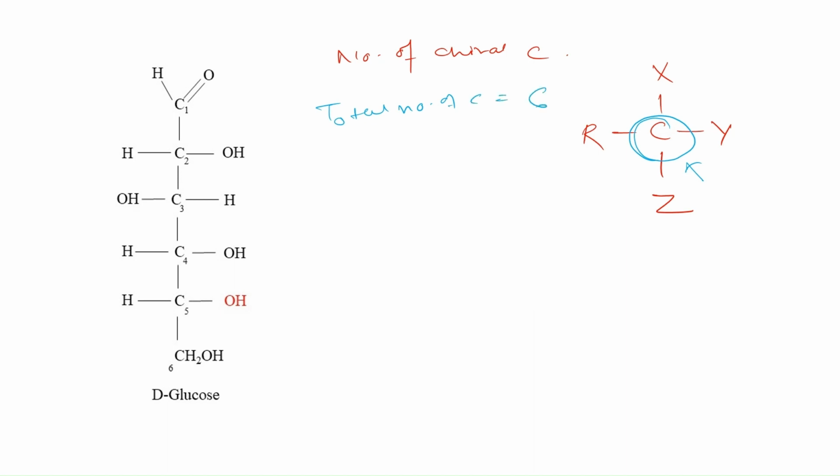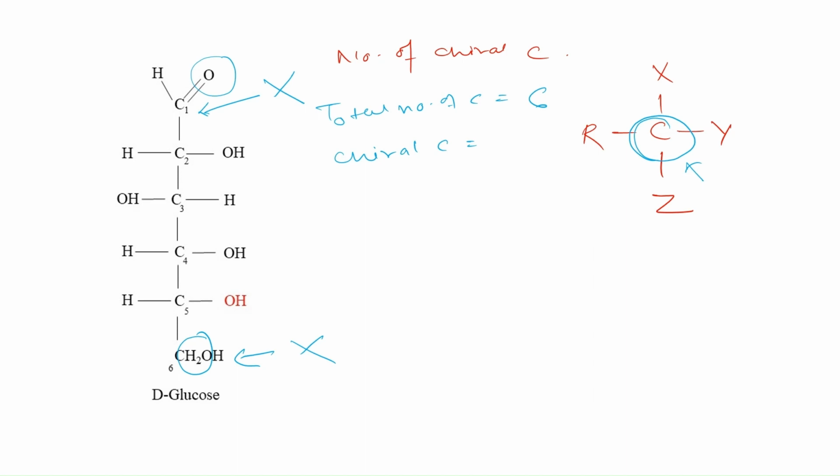Now we have to find the number of chiral carbons. Carbon number 1 is not a chiral carbon. Why? Because it is double bonded with oxygen. Carbon number 6 is also not a chiral carbon because it is bonded with 2 hydrogens. So the remaining carbons will work as chiral carbons.